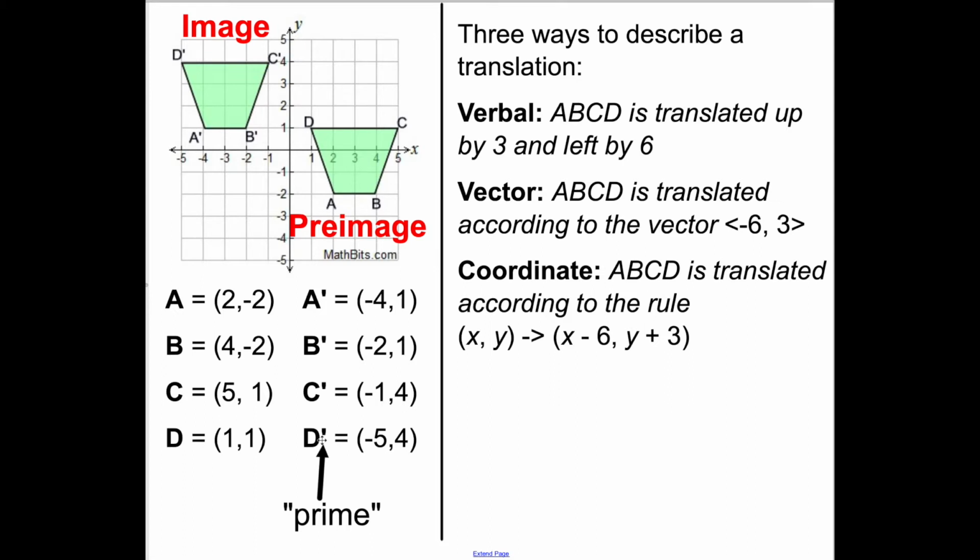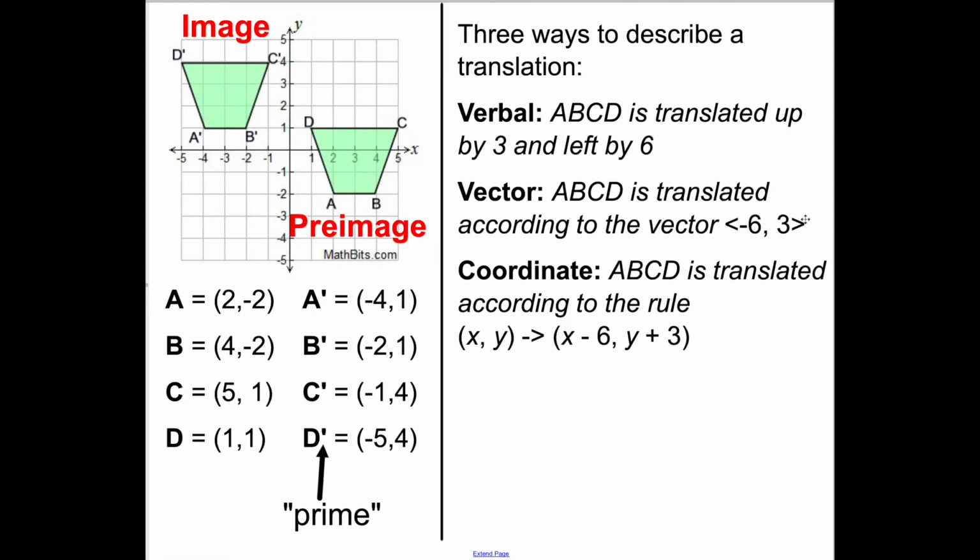We could use a vector and say A, B, C, D is translated according to the vector <-6, 3>. These pointy brackets here are not referring to less than or greater than, though sometimes they're used in inequalities. It's just a more compact way of saying left by 6 and up by 3. You can see how there's like an X and a Y, kind of like a point.